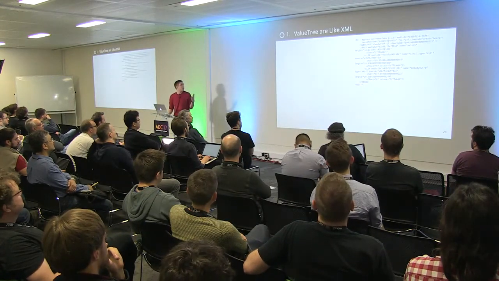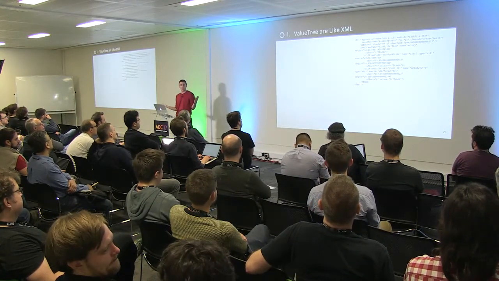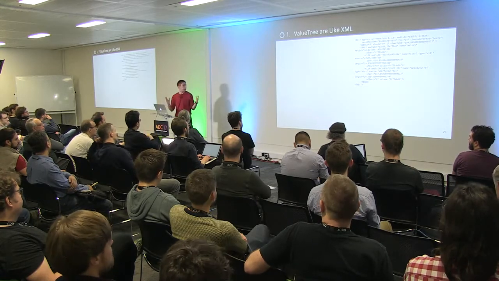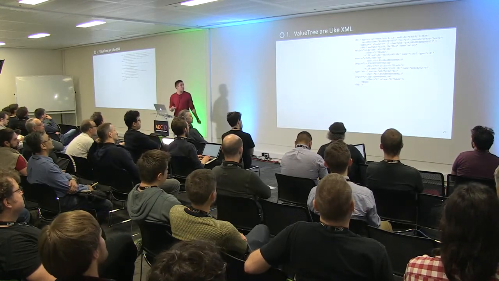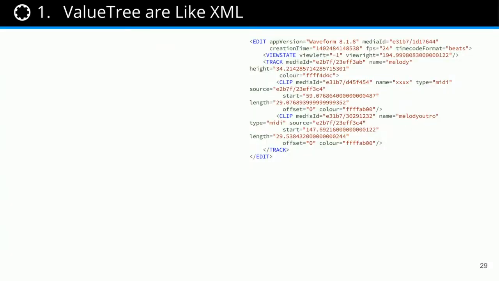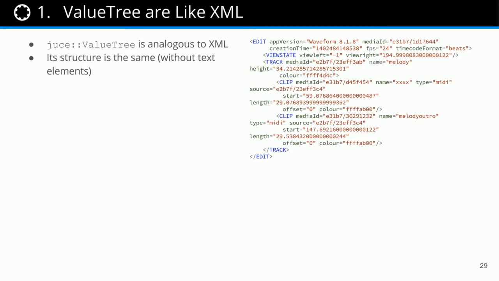So first of all, is everyone familiar with XML here? Hopefully. OK, so this is a standard bit of XML we have on the right-hand side. This is our edit format or our project format in Tracktion. And ValueTree is very similar to XML. If you're familiar with the structure of XML, then you'll be familiar with the structure of ValueTree. The only real difference here is that we don't have text elements in ValueTree.